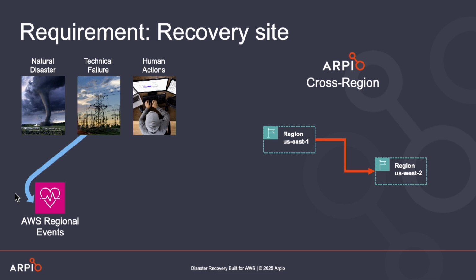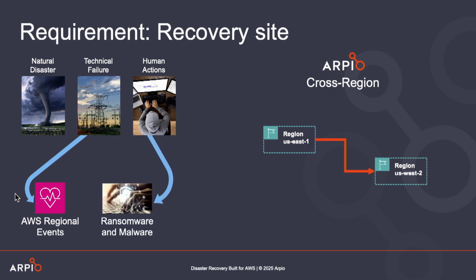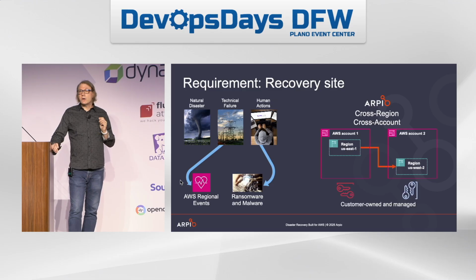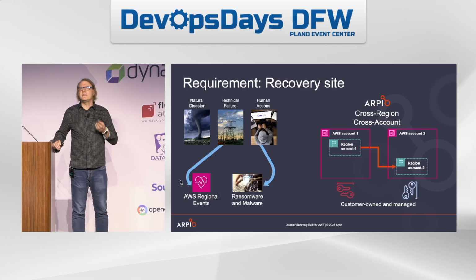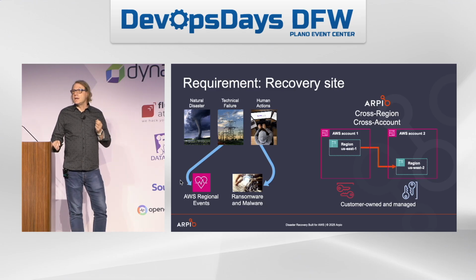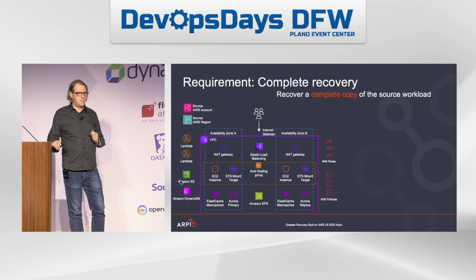The other subcategory is the one I've been talking about, ransomware and malware. Cross-region is not going to help you here. The bad actors have gotten into your account. You need to go cross-account. You need to bring your workload back up in a different region and a different account with different credentials. So that's one of our requirements: cross-region, cross-account.